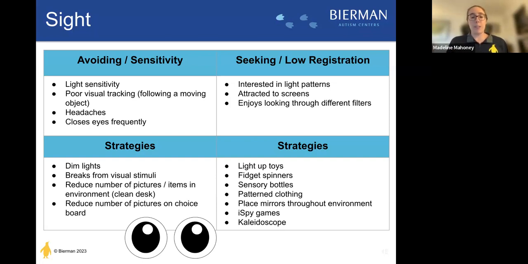Maybe we could reduce the number of pictures or items in their environment. Having a clean desk is really beneficial for some kids, so they don't have as much to look at. You would also reduce the number of pictures on a choice board.